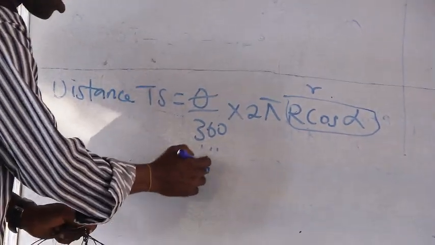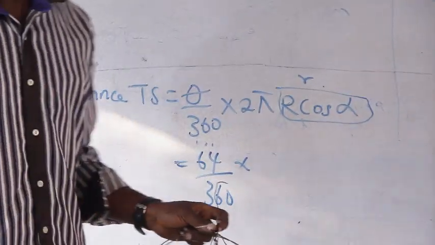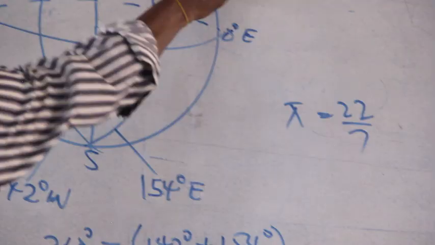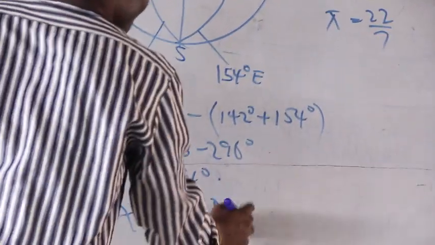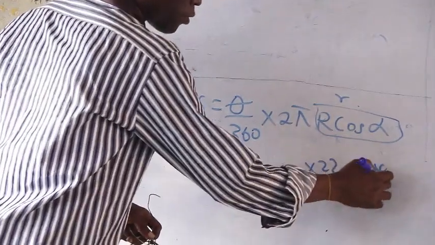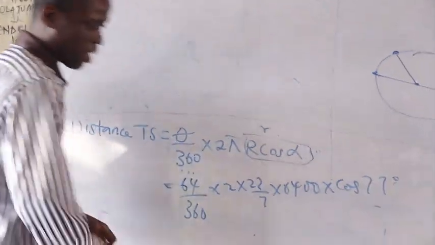64, all over 360. Maybe you change that. We are not given pi in that question, Abi. I can use pi equals 22 over 7. 77 is the common latitude. So we now have 2 times 22 over 7 times 6,400. What is alpha? 77. Please let me calculate this.